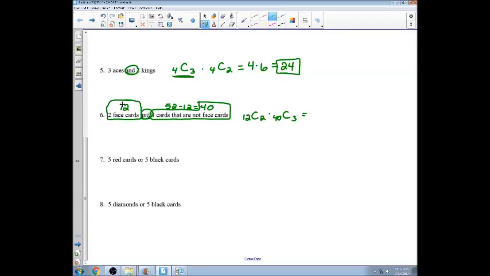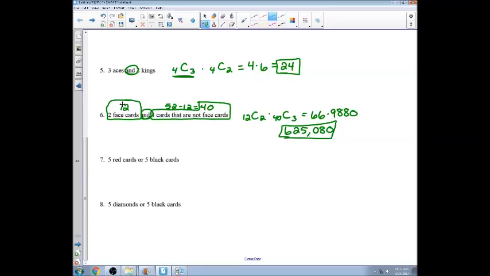Again, if you use your calculator, what you're going to find out is the possible face cards that I have would be 66 combinations of face cards. The number of combinations of non-face cards would be 9,880. So 66 times 9,880 would get me 625,080 possible combinations total between the 2 groups of combinations that I'm looking at.